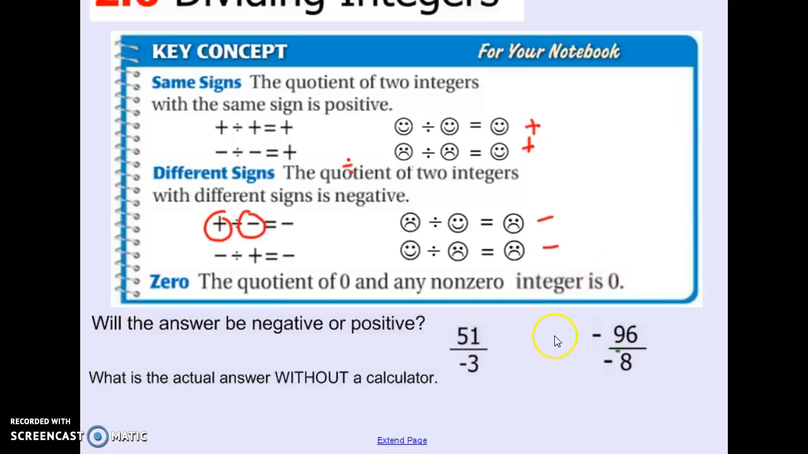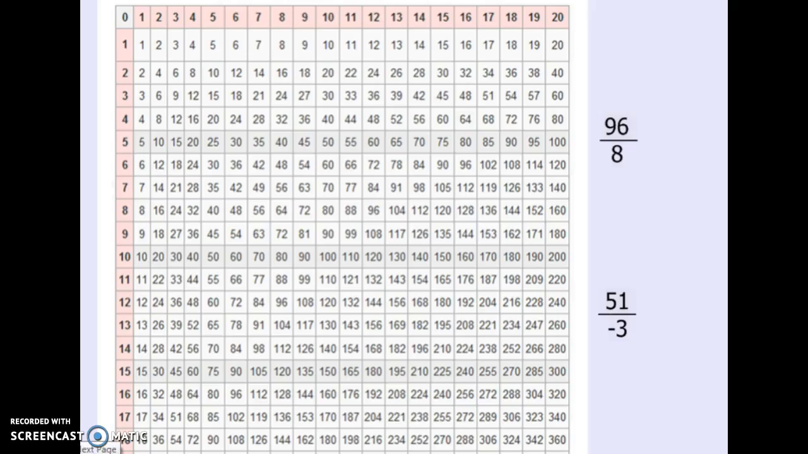So without actually solving these, we have a happy and a grumpy. They don't get along, so your answer is going to be negative. But these two, a grumpy and another grumpy, they get along, so your answer is going to be a positive. Now this is where you need to pay attention, because we can actually divide using our multiplication table.